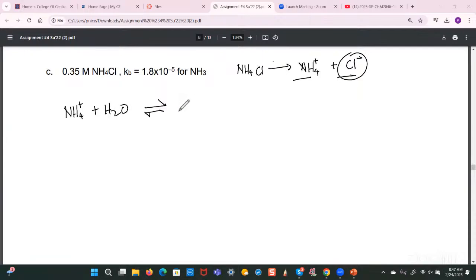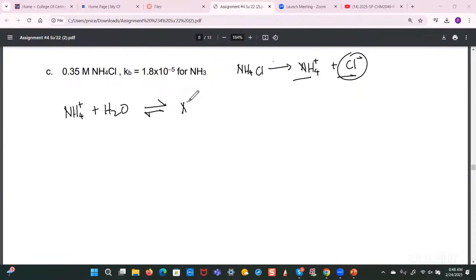What will a Bronsted acid do? It will donate protons, right? So the ammonium will donate a proton to the water. So what will be the result of that proton transfer?